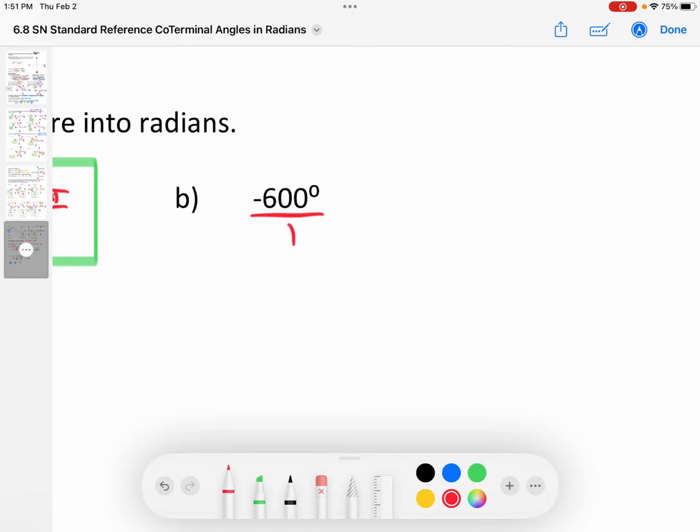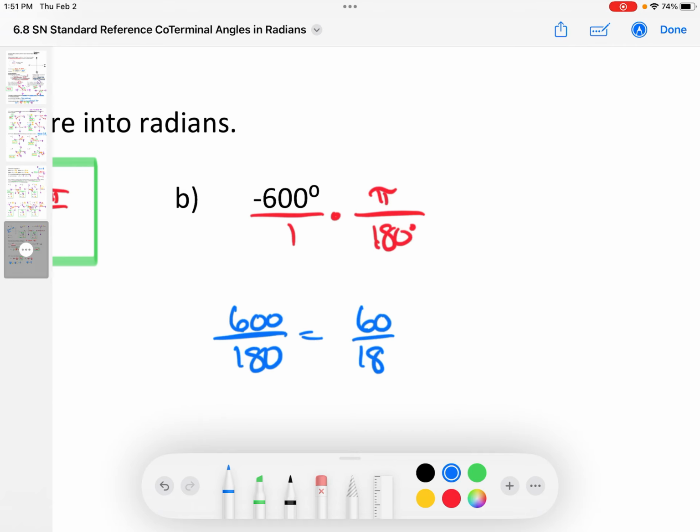Now, let's look at B. Negative 600. Think of that as over 1. We need to multiply that by pi on top, because we want radians in the final answer, and 180 degrees on the bottom. So we need to reduce the fraction 600 over 180. First thing I'm going to do is divide that by 10. So I'm going to work with 60 over 18. We can divide both of those by 6. And that gives us 10 over 3, which won't reduce any further. So there was a negative sign, so this answer is negative 10 over 3, and there is a pi. So negative 10 pi over 3 is that radian measure.